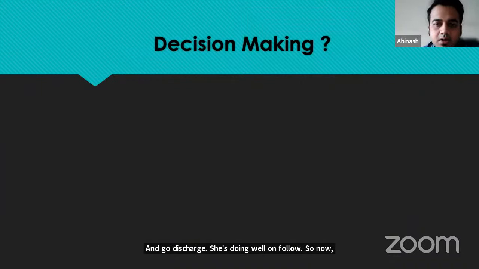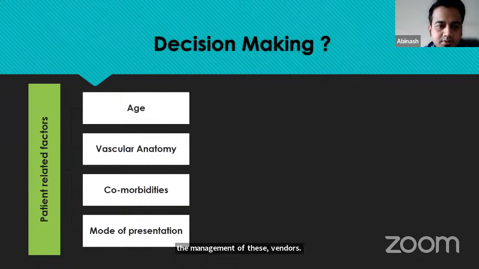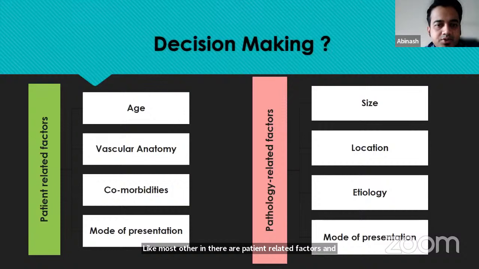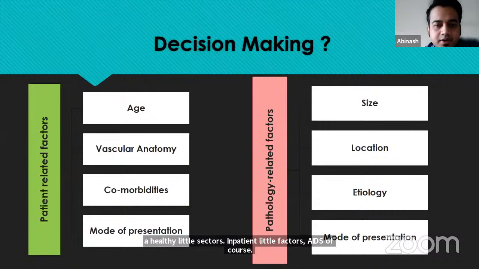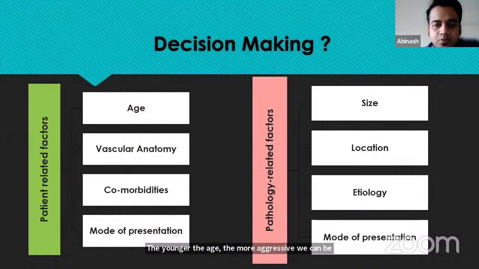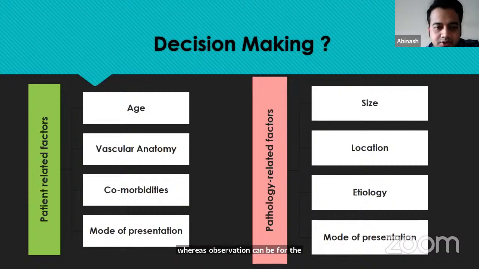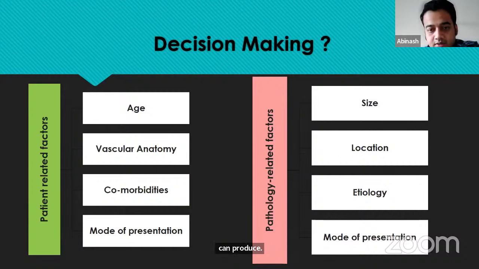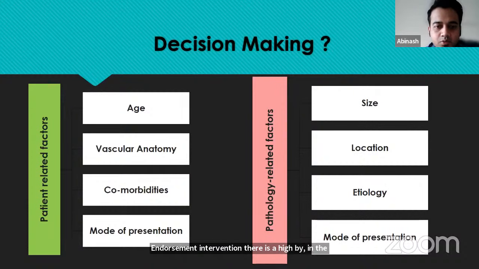So decision making in the management of these kind of aneurysms, like most other aneurysms, there are patient-related factors and pathology-related factors. In patient-related factors, age, of course, the younger the age, the more aggressive we can be. So intervention is more supported in the younger age, whereas observation can be earmarked for the more advanced age group. Vascular anatomy, again, very tortuous vessels or a difficult arch can preclude endovascular intervention, whereas a high bifurcation in the neck can make neck dissection very difficult and make open surgery difficult.